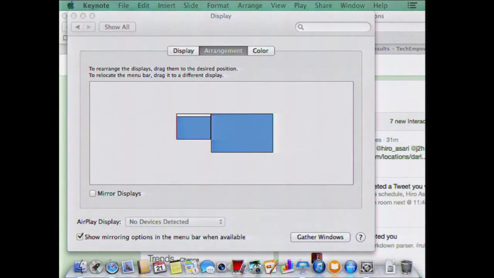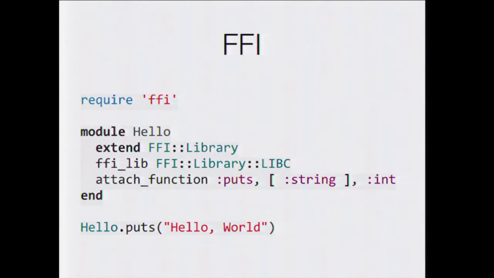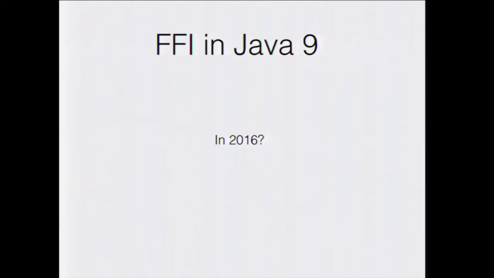Okay? And FFI might come in Java 9, which is scheduled to be released in 2016. It might, because it's still in JEP stage, which I believe is Java Enhancement Proposal. And Charlie Nutter, who is the co-lead of the JRuby project, has put forth a proposal so that this can be incorporated into the JDK and become faster and better over time.